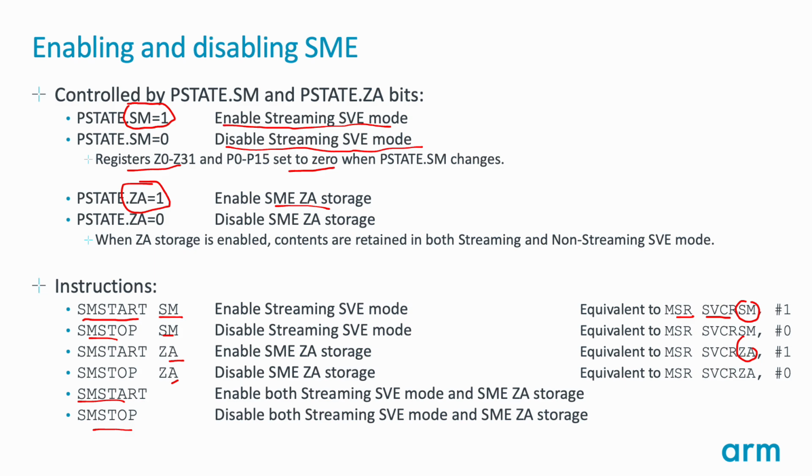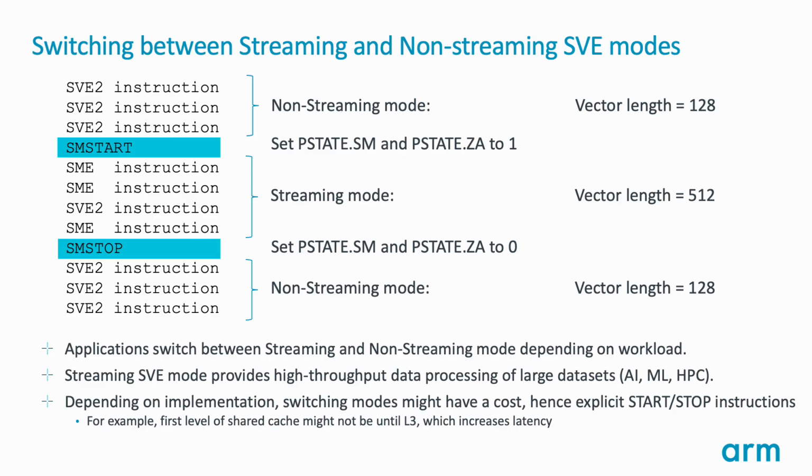Let's have a quick look at how we can switch from streaming to non-streaming mode and non-streaming mode to streaming SVE mode. Usually, when you start the execution, you might be in the non-streaming mode. Assuming you are in non-streaming mode and a set of SVE2 instructions are getting executed, suddenly there is a need for a particular application to execute complex matrix computation or complex vector data processing that might need certain SME instructions to be executed.